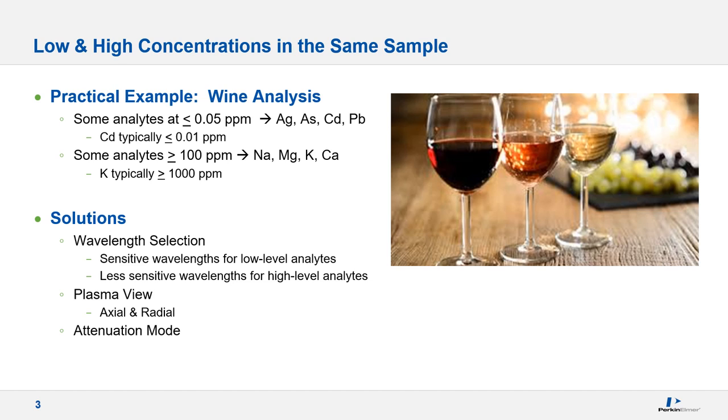When measuring both high and low level analytes in the same sample, there are three solutions applied, which we'll look at in more detail. The first is wavelength selection. We want to select sensitive wavelengths for low level analytes and less sensitive wavelengths for analytes which are present at higher concentrations. The second strategy is the plasma view. We'll use both axial and radial views in the same method. Finally, we'll use attenuation mode. This is something unique to the IVIA 200, which we'll discuss in a bit more detail.